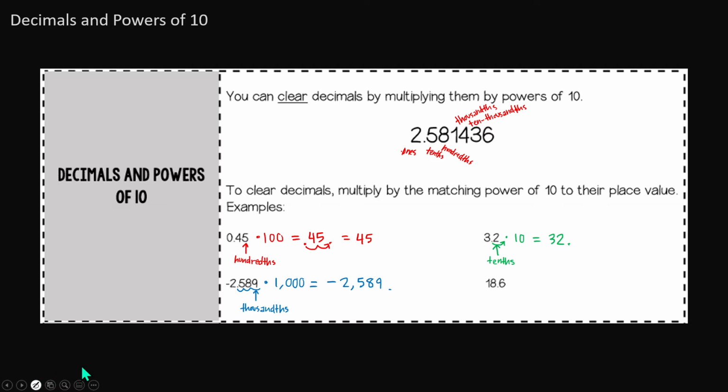Last one, 18.6. This decimal here, that's in the tenths place, and we know what that means. We need to multiply this decimal by 10. So the decimal is going to move to the right 1 place, and we get 186. So we can use this concept of clearing decimals to make solving equations easier, so we don't have to add and subtract a bunch of decimals all the time and possibly make an error when we're adding and subtracting, possibly multiplying and dividing. So let's try that out.